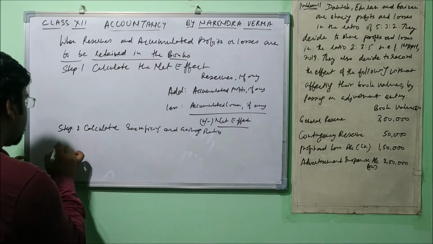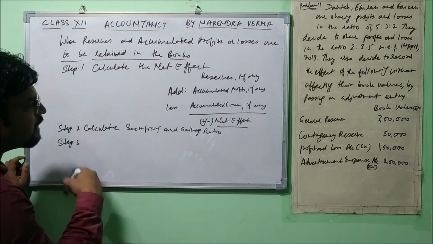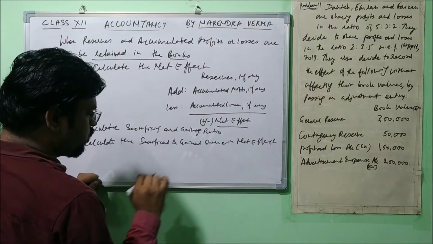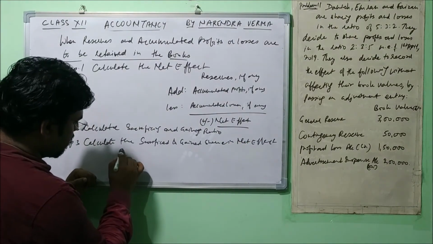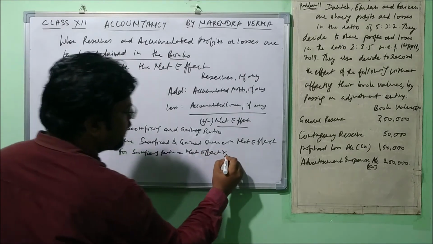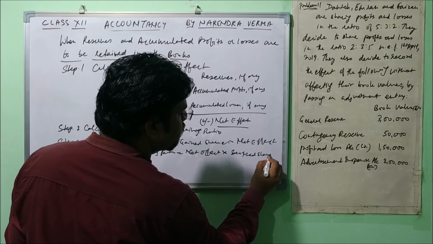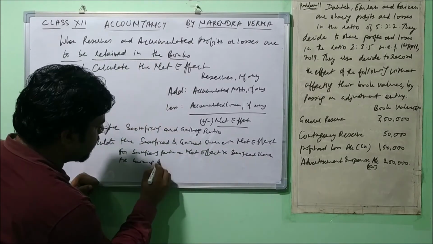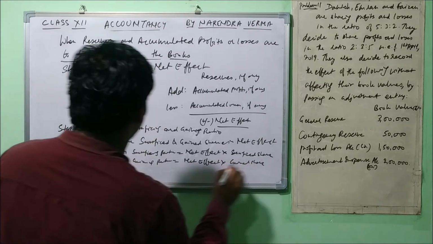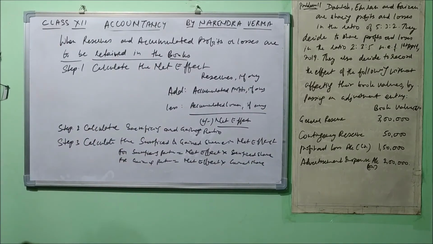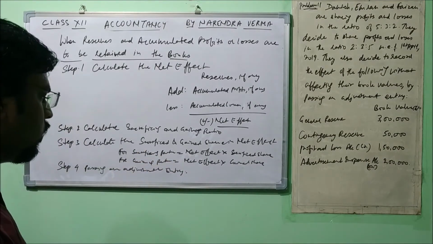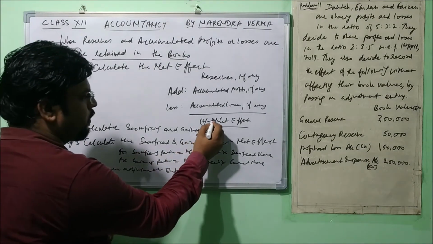The step 3 is what? To calculate the sacrifice or gain share in net effect. So how is it going to be calculated? See here. For sacrificing partner, net effect multiplied by sacrifice share. Understood? Similarly, for gaining partner, net effect multiplied by gain share. Alright, so after calculating this, we'll pass one adjustment entry. The adjustment entry will be done according to this, plus or minus.